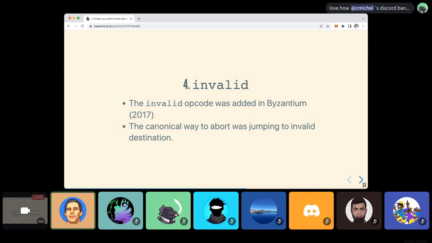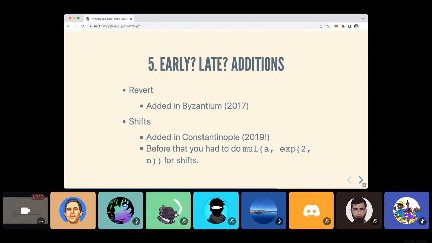It seems like a tiny thing, but without this, the only way to abort in a failing manner at that time was doing some weird stuff like jumping to an invalid destination. And if you look at old Solidity contracts, they actually had a special pattern for this. And in the same update, Byzantium, so still in 2017, the other interesting opcode to abort, revert, was added.